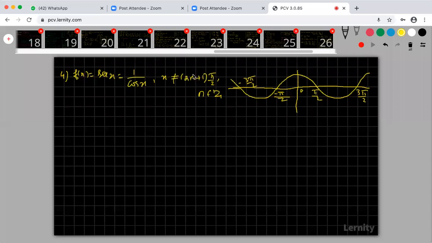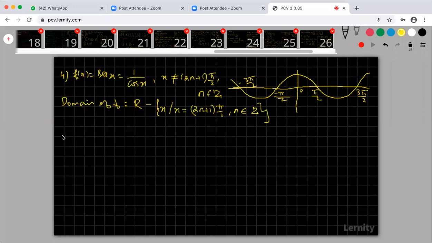So the domain of this secant x, the domain of f, is the set of all real numbers, but at these values the function is undefined. So remove those values: x is equal to (2n plus 1) pi by 2, where n is an integer. For those values of x the function is not defined because cos x is 0. 1 by cos x means 1 by 0, which is undefined. So this is your domain.